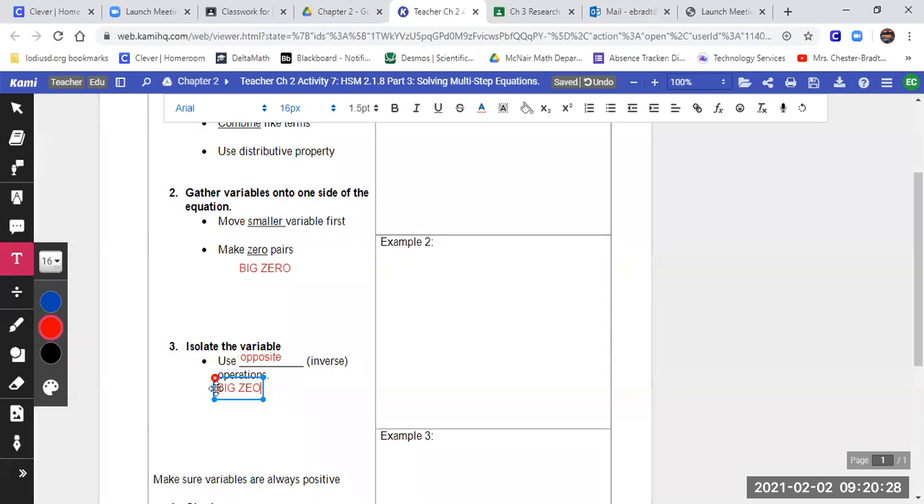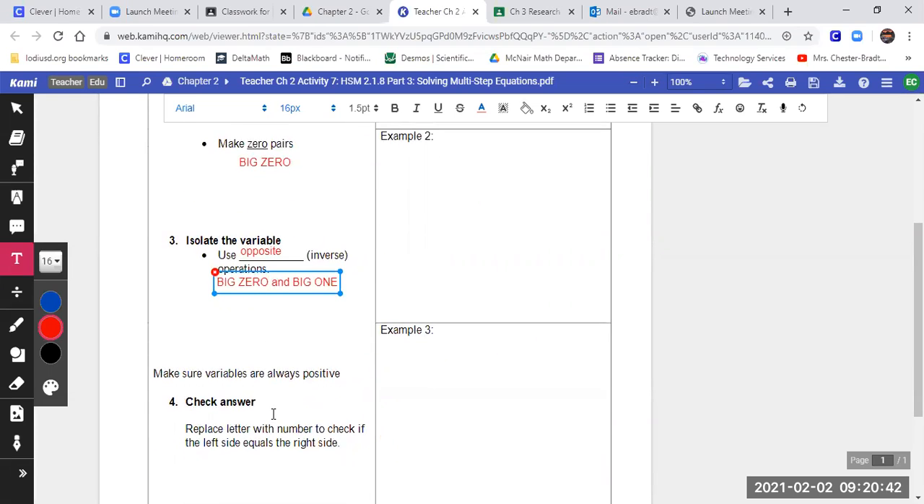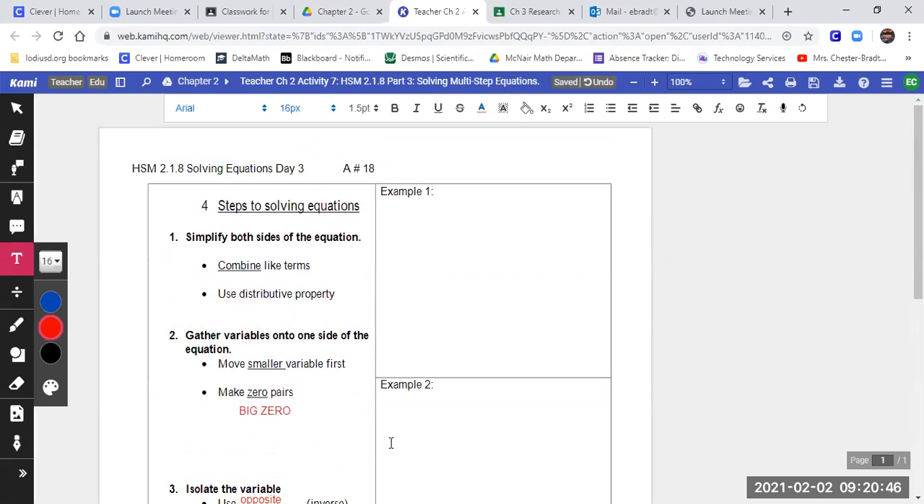Oops, the R's missing. Okay. So the process is still the same. It's just the problem you're looking at is going to have more in it. And then we're going to check our answer. Okay, no big deal.